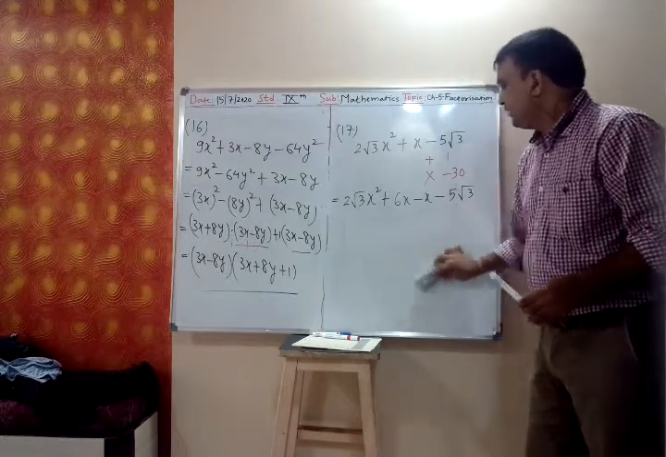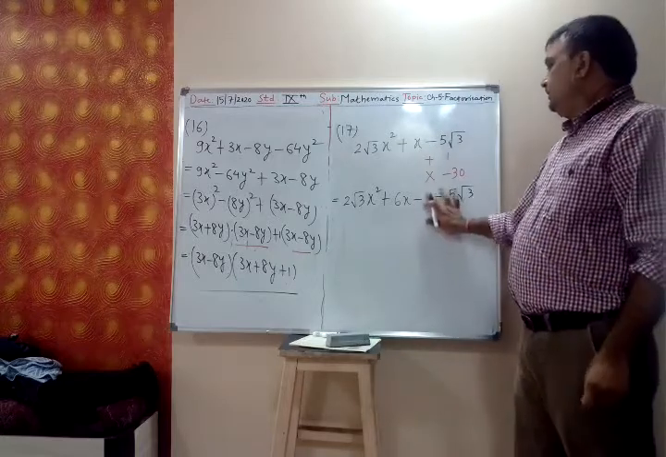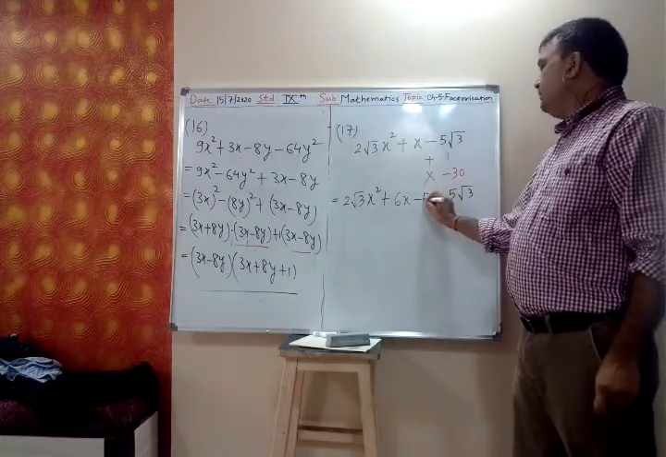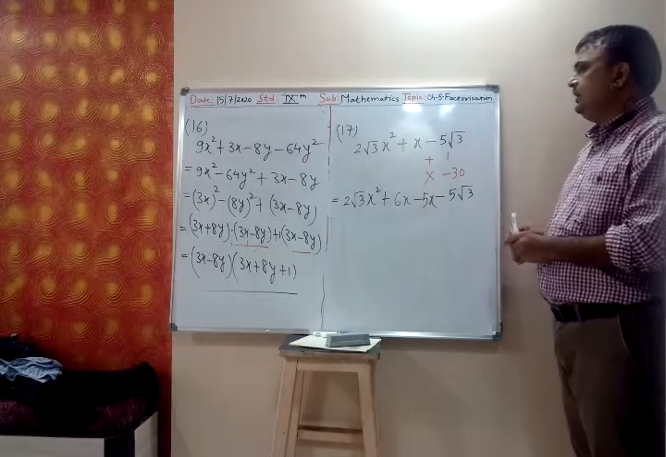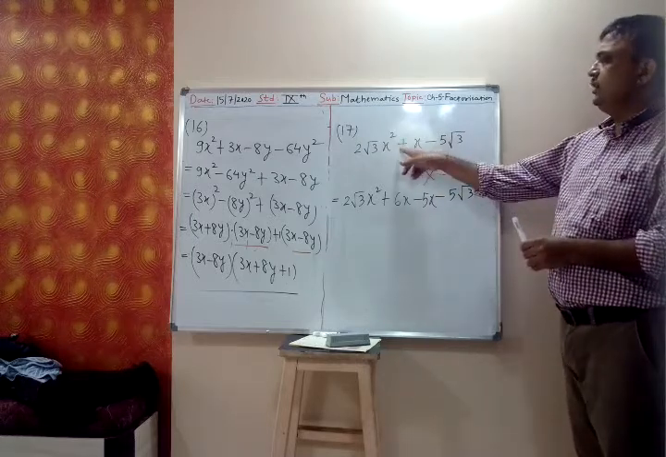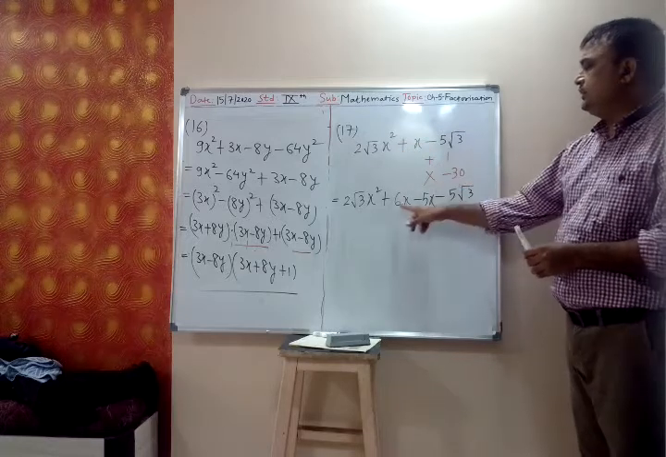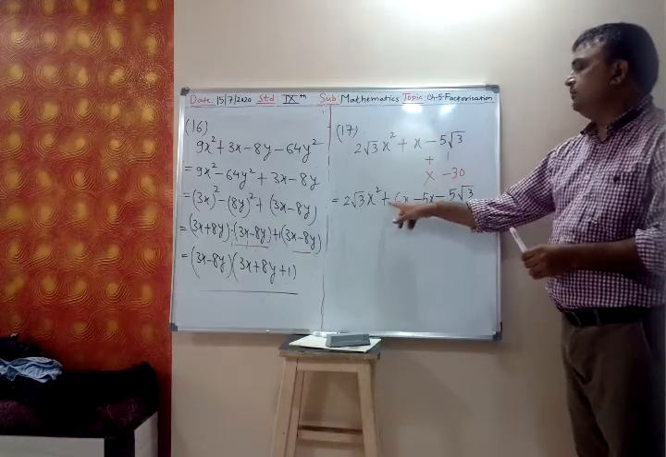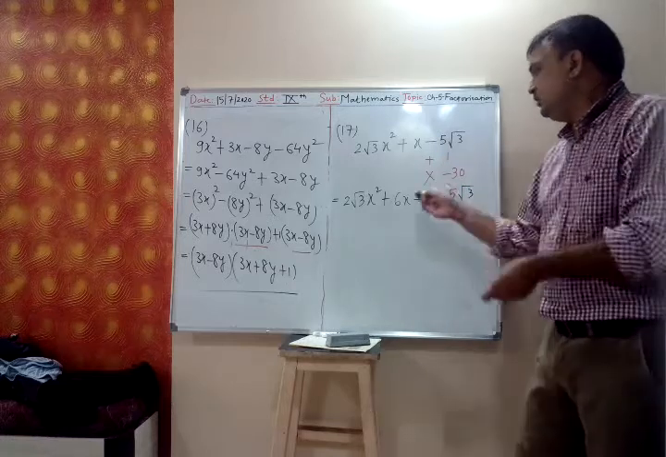Plus 6 and minus 5x. This is minus 5x. Now it is clear? What are two numbers whose sum is plus 1? Plus 6 and minus 5. Plus 6 and minus 5, sum is plus 1, multiplication is minus 30.